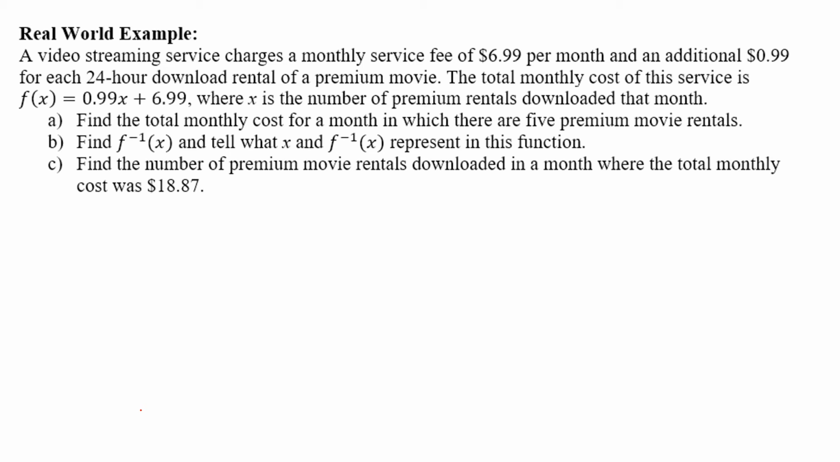And so it says we've got a video streaming service that charges a monthly service fee of $6.99 per month and an additional 99 cents for each 24-hour download rental of a premium movie. The total monthly cost of this service is written as that function, where X is the number of premium rentals downloaded that month. So in part A, it says to find the total monthly cost for a month in which there are 5 premium movie rentals. And so we can see that our X value represents our number of rentals. So they're asking us to find f of 5.